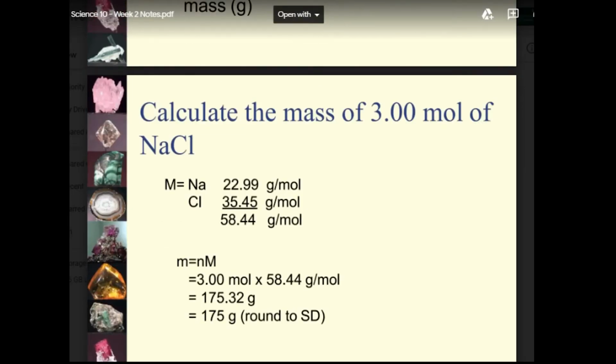So let's look at this example here for sodium chloride. Now this sodium chloride is table salt. Yo, so I was walking down the street and someone threw sodium chloride at me. Whoa, dude, that's assault.